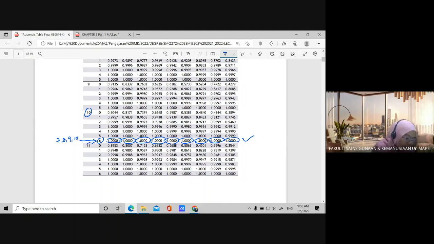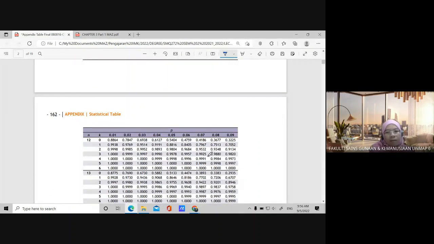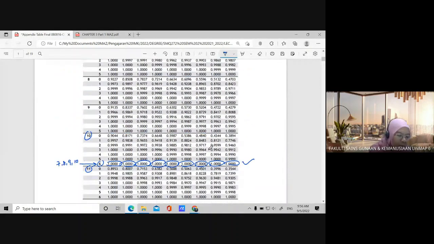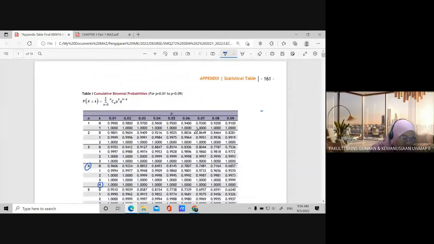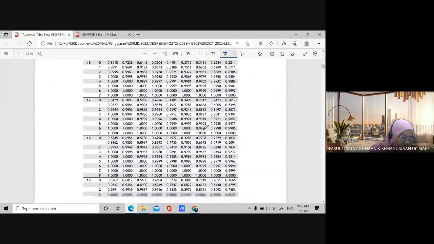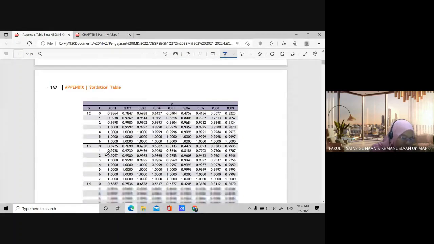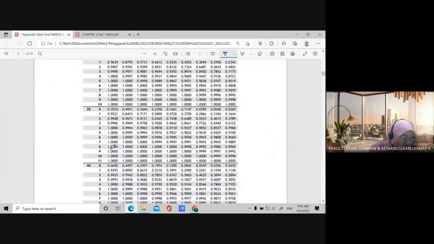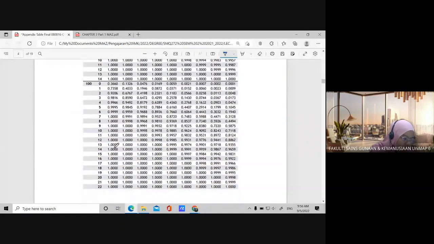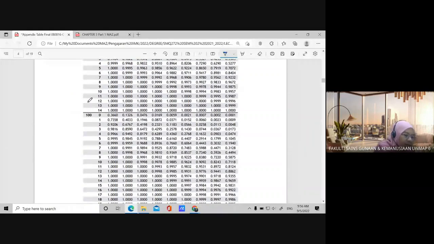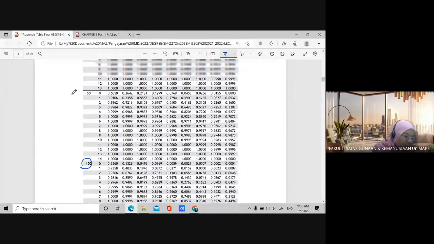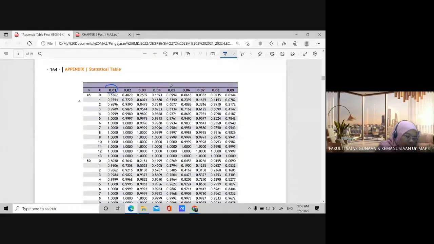The same goes to number 11 here. 6 successes only, if I'm not mistaken. Yes. So please understand how to look and to refer to your binomial table. Now, this is only the first page. So we are talking about 0.01 until 0.09. You can have up until 100 trials for probability of success as small as 0.01 and maximum 0.09.